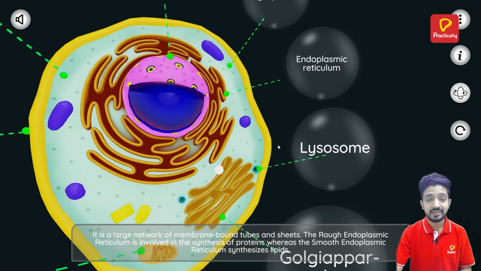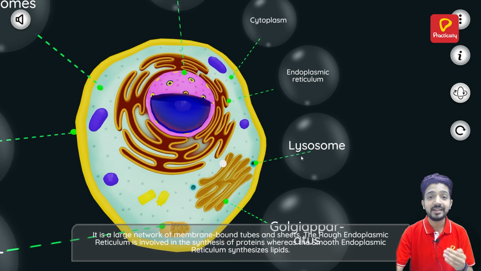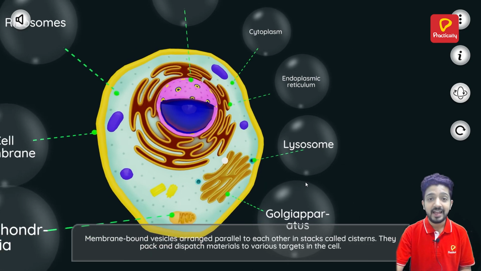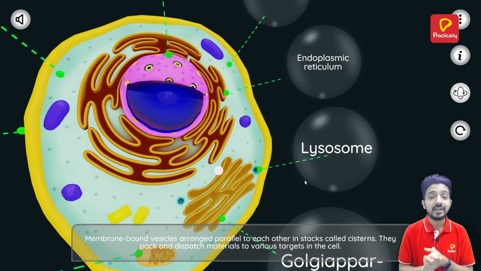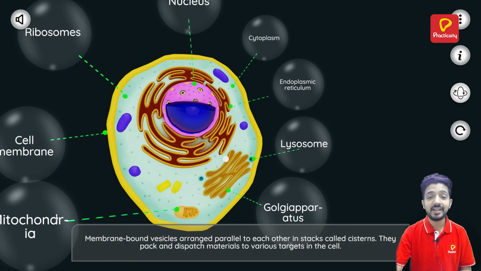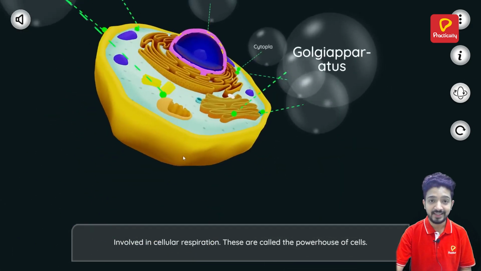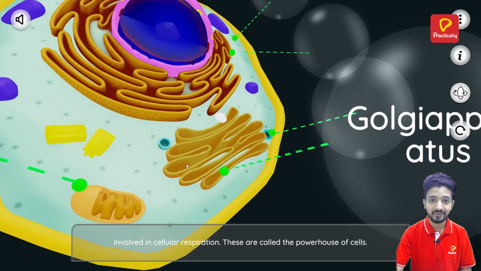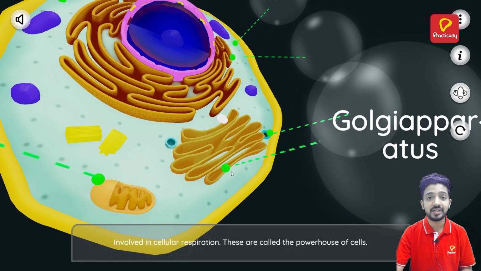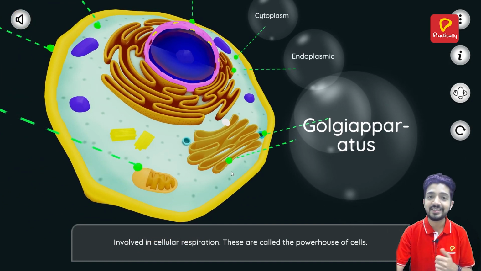Then there is another structure which has parallel sheets arranged, which is called the Golgi Apparatus. And the Golgi Apparatus plays a very important role in packaging and transport of substances throughout the cell. Then we have the powerhouse of the cell, that is the mitochondria. We all know how mitochondria participates in the cellular respiration and produces ATP, which is the currency of energy.